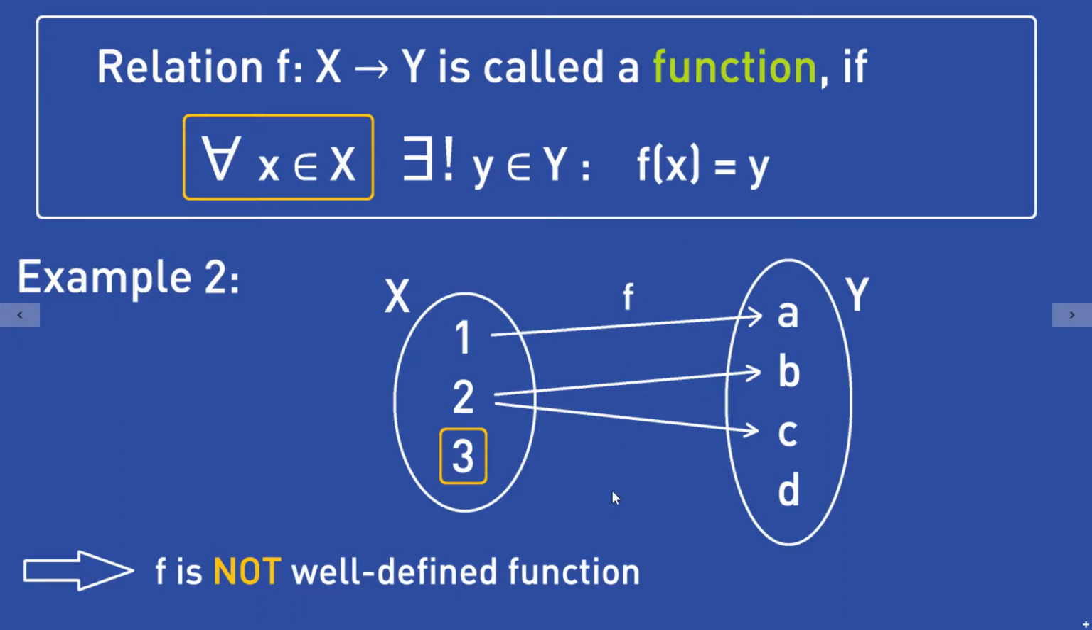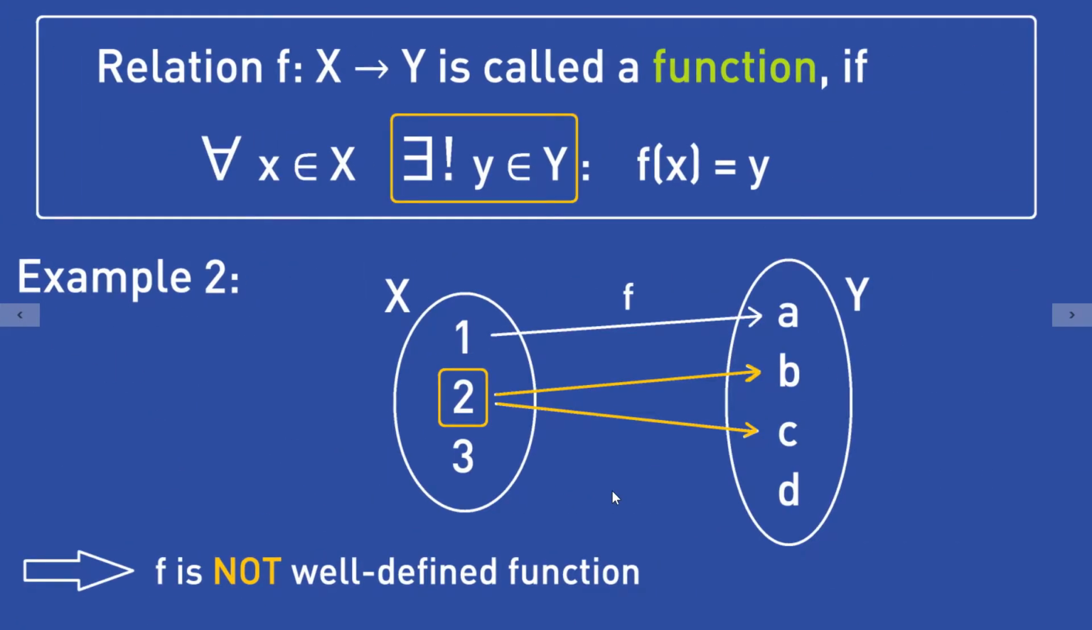But there is another reason. The second reason is that the number 2 is associated to two elements in the set Y. A function associates to every element in X exactly one element in Y, and here we have two elements that are associated to 2. So f is not a well-defined function.